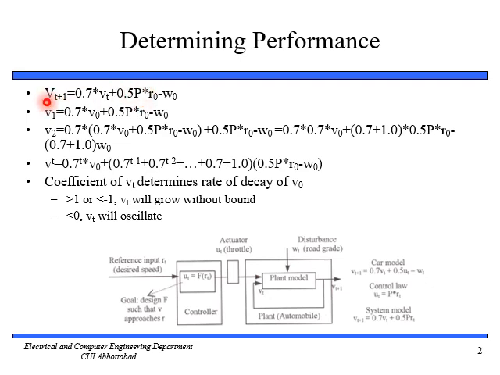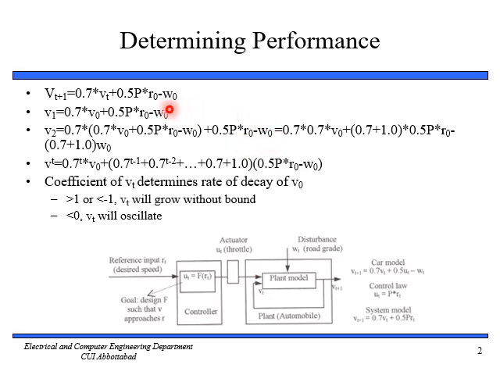Just substitute t equal to 0 in this equation. So if you put t is equal to 0 in this equation, this will become v of 1 is equal to 0.7 into v of 0 plus 0.5 p into R0 minus W0. Similarly, substitute t is equal to 1. We will get v2. v2 is equal to 0.7 into v1, so v1 whole value of this, 0.7 into v0 plus 0.5 p R0 minus W0, plus 0.5 p R0 minus W0.